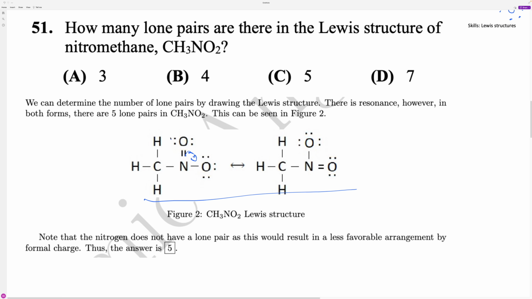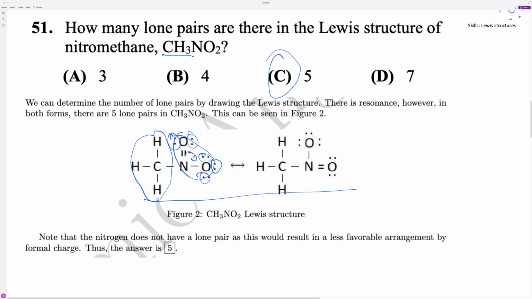But yeah, you have 1, 2, 3, 4, 5 lone pairs here. That's our answer. And this is actually the structural formula. So you can kind of tell the structure of it just by looking at the formula here. You have CH3, so you're going to have this group here, and it's kind of like attached to NO2 here.